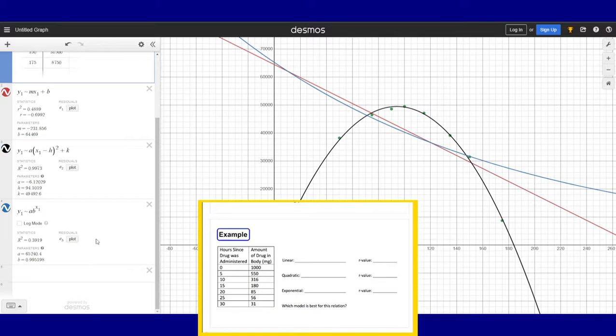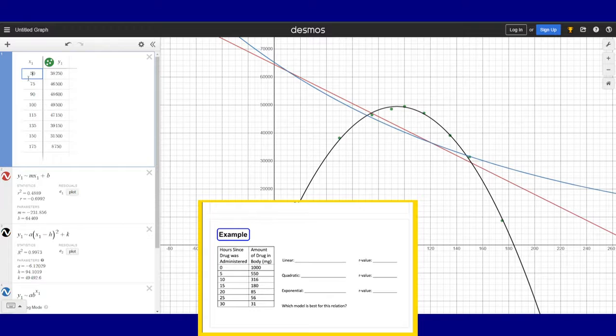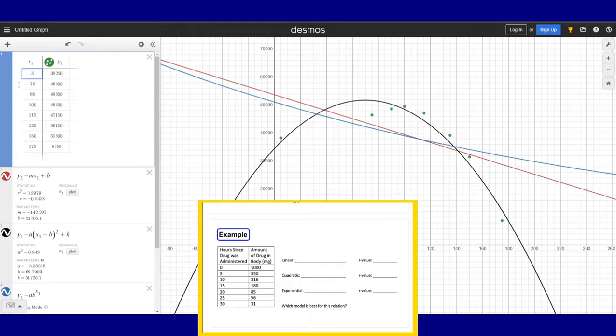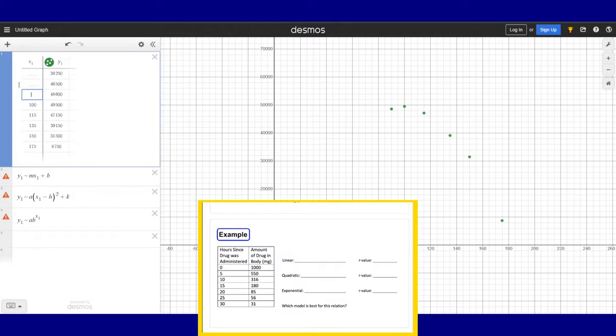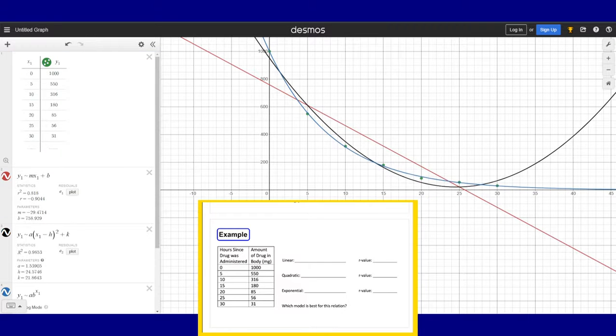We have one more scenario. We're going to be looking at the hours since a drug was administered and the amount of drug in the body. So again, we're going to delete the values in our table and re-enter the new values. With our new values entered, we can see that our models, the lines and curves of best fit, reappeared with some specific equations.